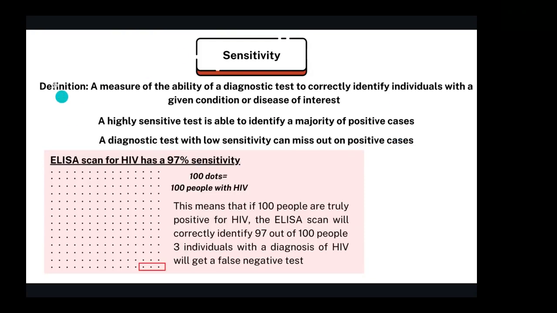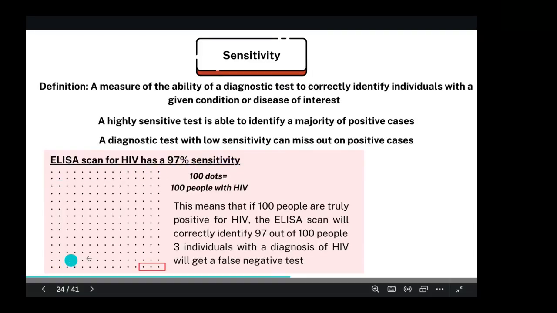For this coming section, I'm going to be using HIV as the condition, and the test in terms of sensitivity is our ELISA scan. And for specificity, we're going to be using Western blot. So let's say that we have an ELISA scan for HIV, and it has 97% sensitivity. What does that mean?